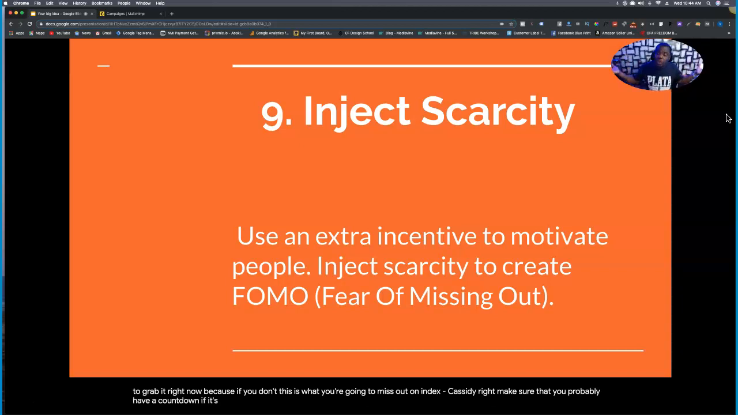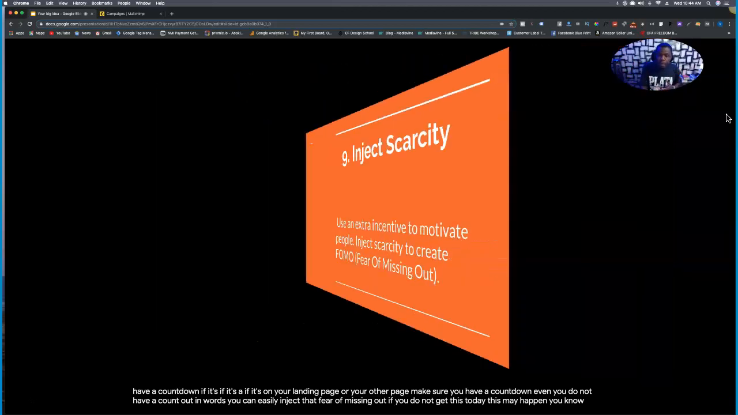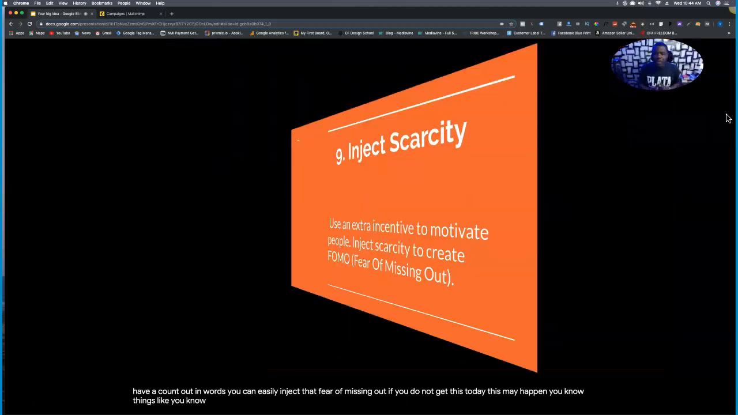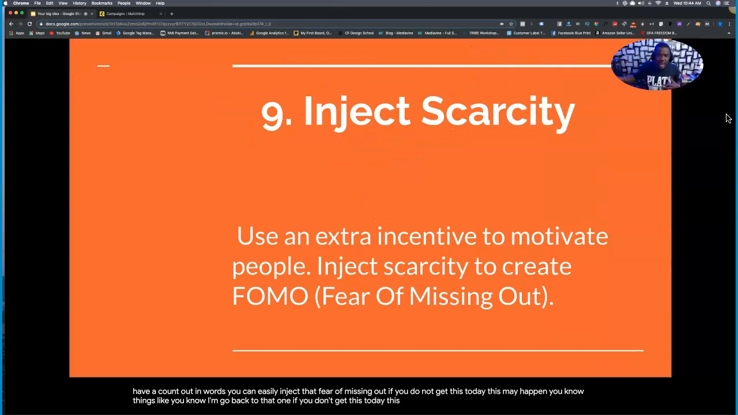If it's on your landing page or your other page, make sure you have a countdown. Even if you don't have a countdown, in words, you can easily inject that fear of missing out. If you do not get this today, this may happen.